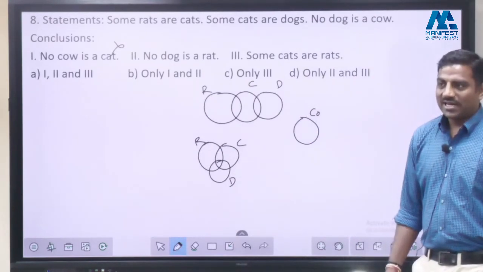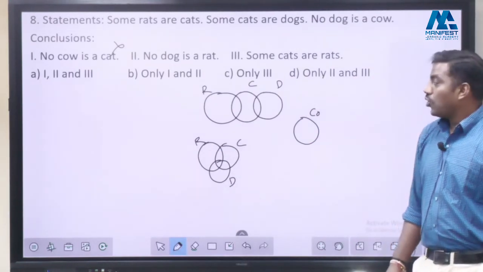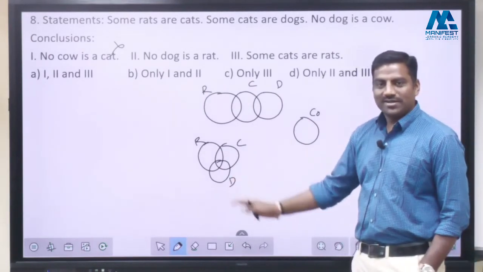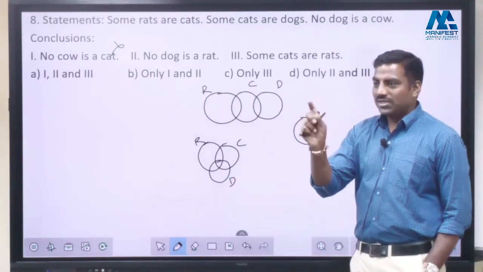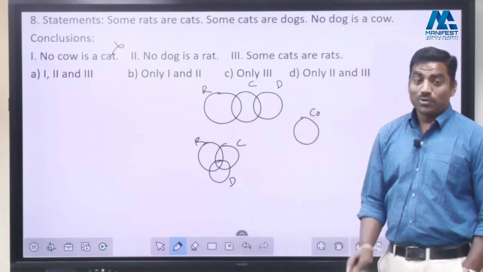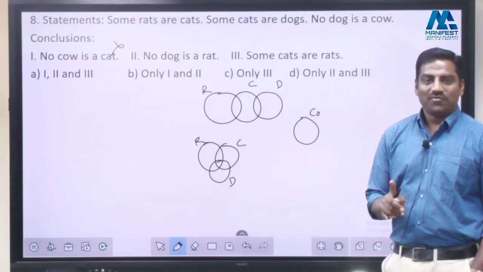Can't I write this diagram? No dog is a rat. But in this one, when "no" comes, it is very easy to write the diagram. To conclude, you have to be extra careful.